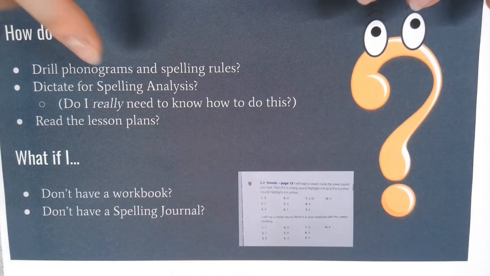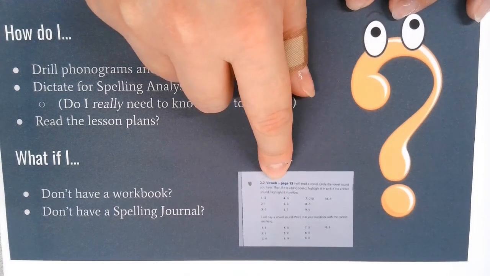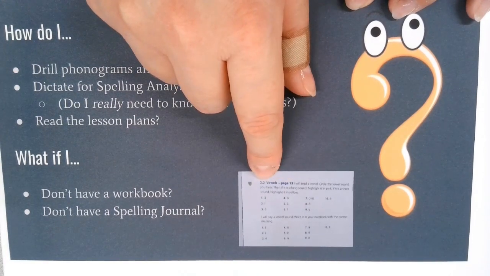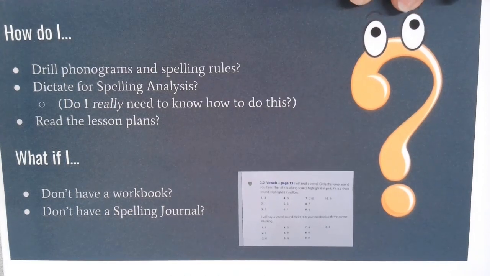So if you see that, for instance, in your books, sometimes you'll see something that looks like this. It'll say 2.2 vowels, page 13. That's a reference to the workbook, the student workbook. So there are pages there to help your child practice the skill.